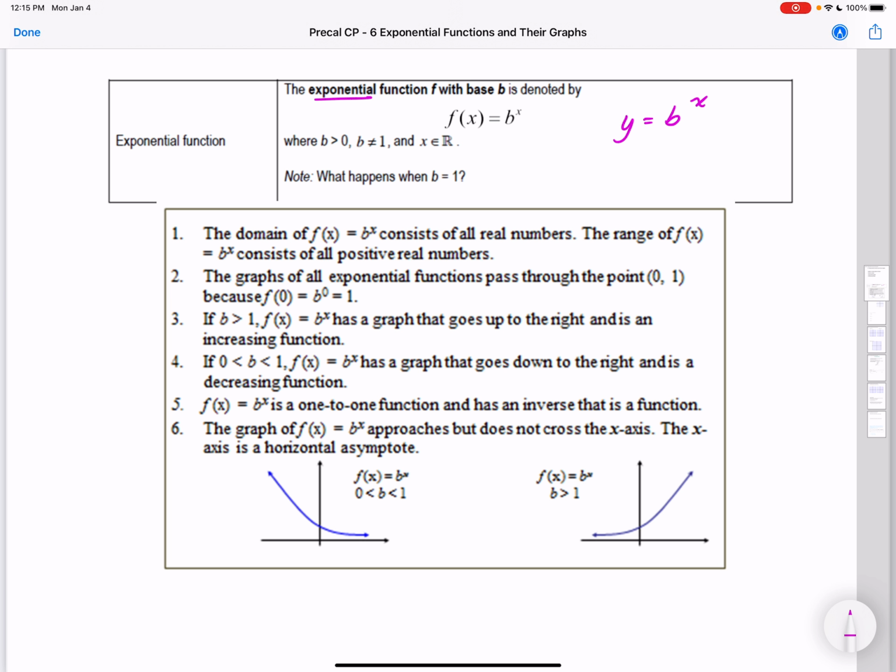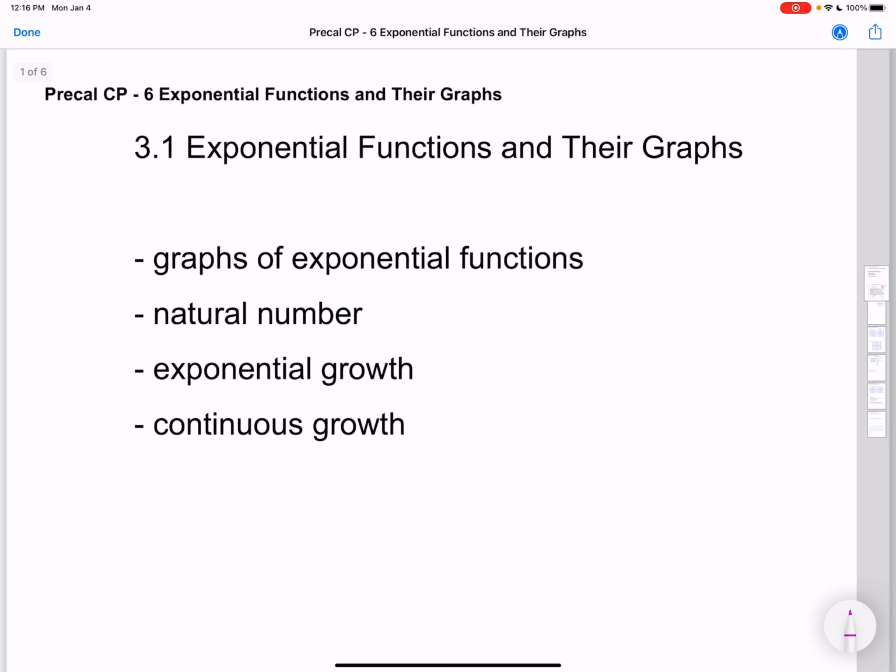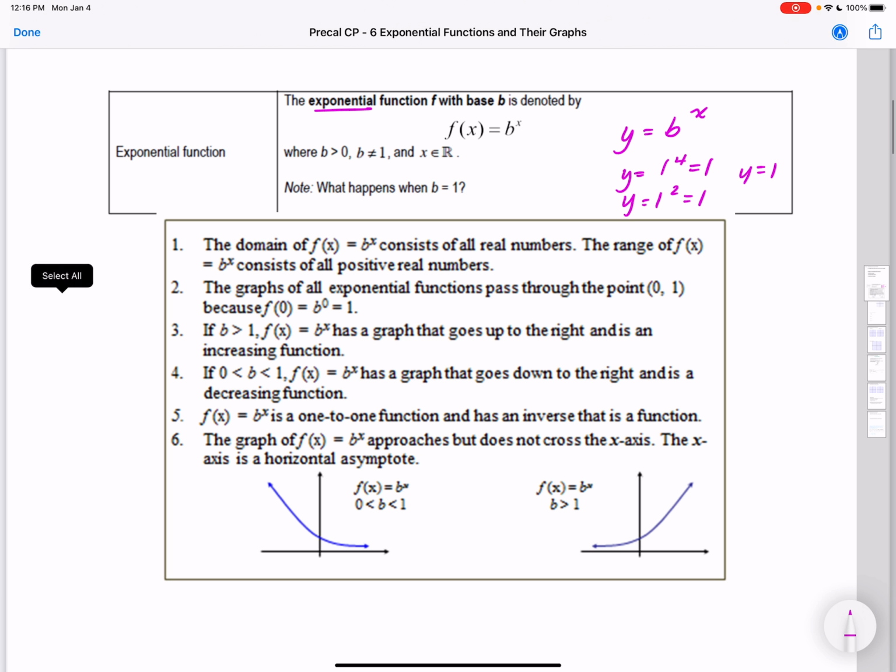Why, then, can b not be 1? If b was 1, if it was 1 to the 4th power, that would be 1. And if it was 1 to the 2nd power, it would still be 1. And so you would have this line of y equals 1, which is just this horizontal line. And that is not an exponential function. And so that's why b cannot be 1.